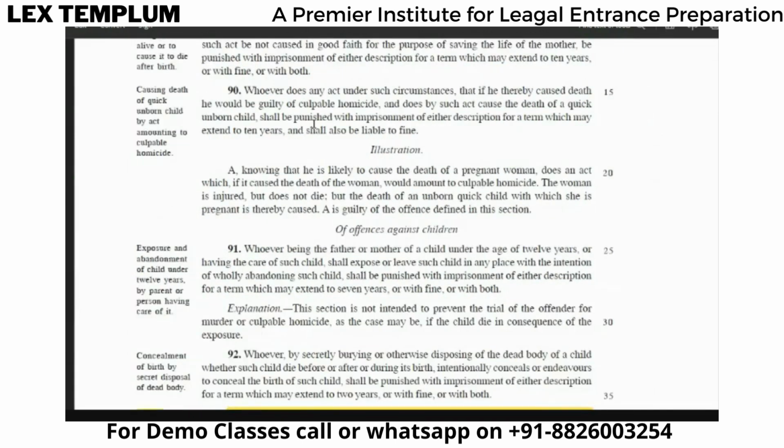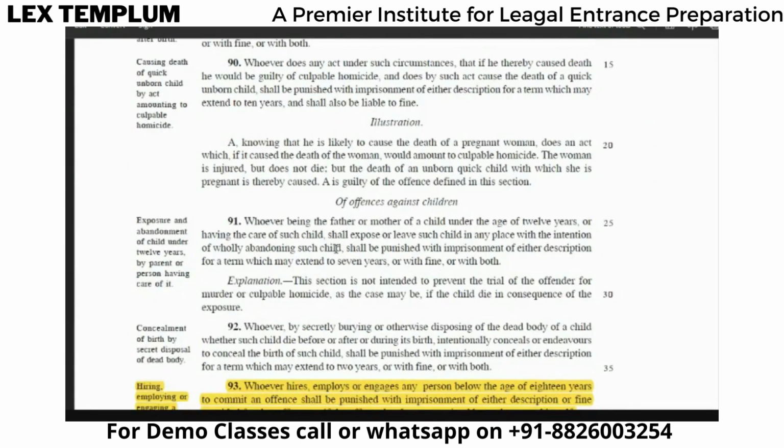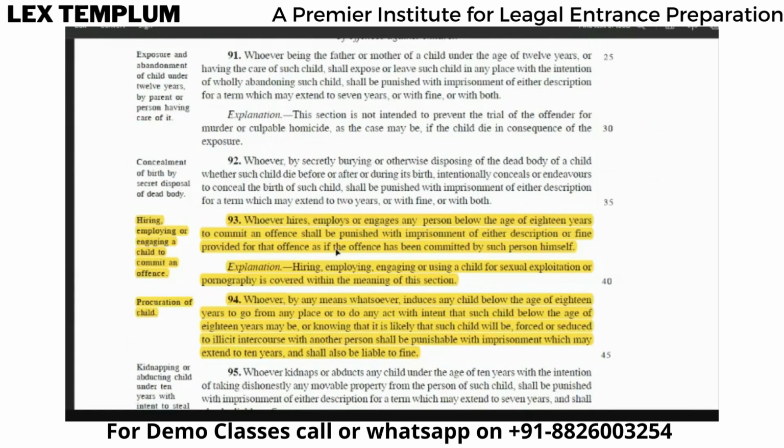Yes, now comes the offenses against children. Firstly, earlier, offenses against children were not explicitly mentioned like this. Now the offenses against children are being included, such as hiring, employing, or engaging children to commit an offense. So such types of offenses have been included.